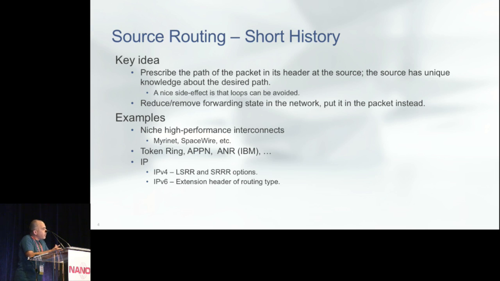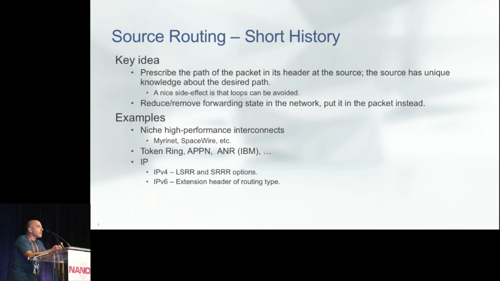A few historical examples. If you come from a high-performance compute environment, there are all these exotic interconnects there, SpaceWire, Myrinet, and they all use source routing technology in their forwarding. Those of you that are of a certain age will probably remember Token Ring and APPN and all these other technologies that also use source routing in their core.